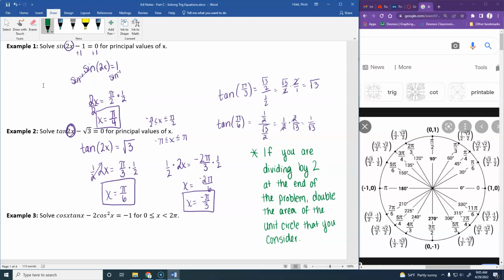Now, on the first example, you actually could get away with not considering it at all because sine only equals 1 one time on the whole unit circle. So it actually ends up working out. But for number 2, if you don't do that second step, you're going to miss that second answer. You're going to get the first one right, but you'll miss that second answer.